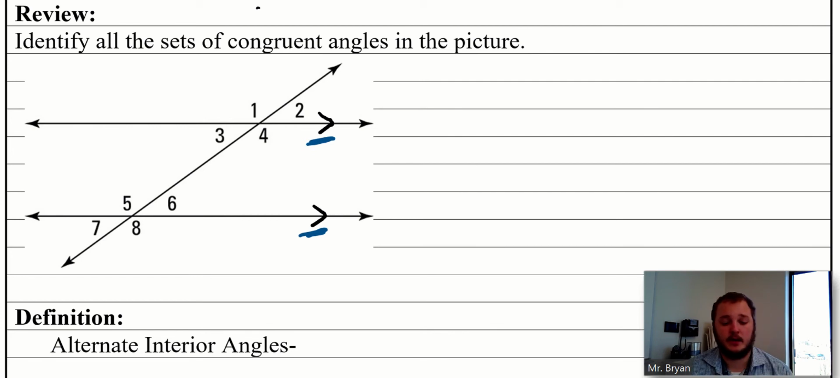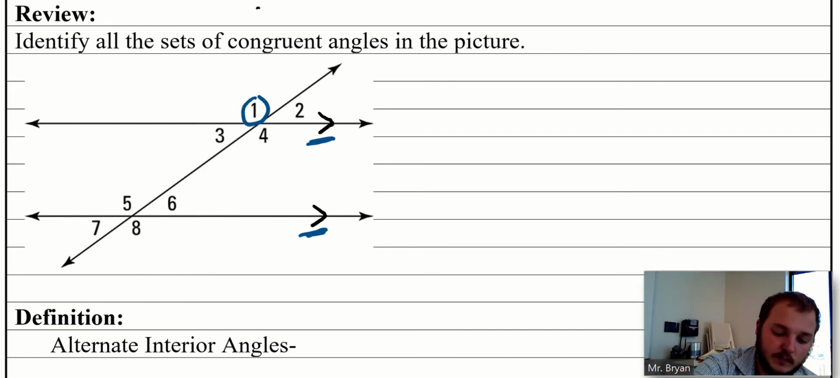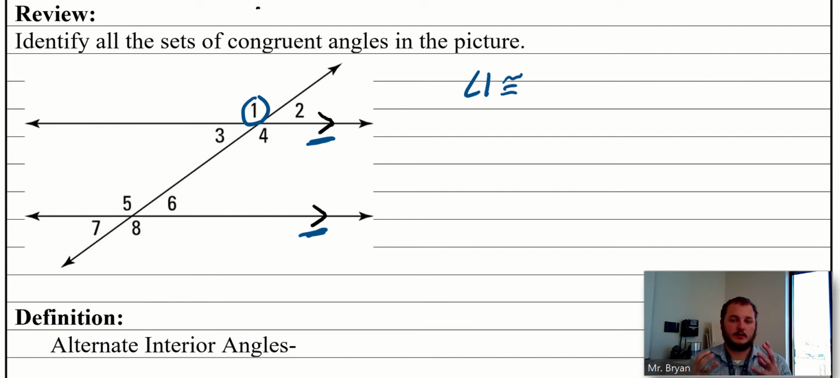Okay, so with this diagram here, I see these two parallel lines cut by a transversal, and it's saying I want to identify all the sets of congruent angles in this picture. Okay, so if I look at this here, we'll start with angle 1. I'm just going to put a circle on that. I'm going to write this out to the side here. So we have angle 1, and it's asking what is that congruent to, or what angles in this picture are congruent, or in other words, have the same measure.